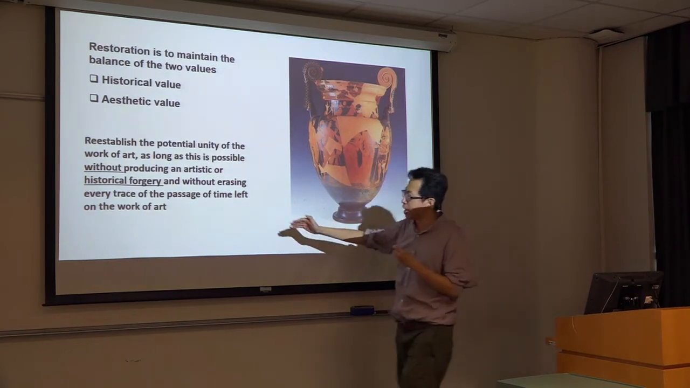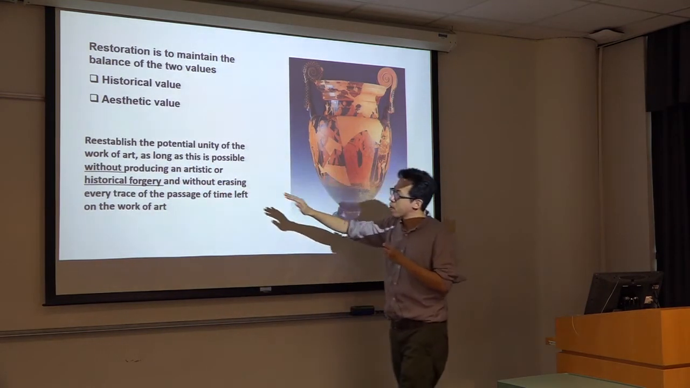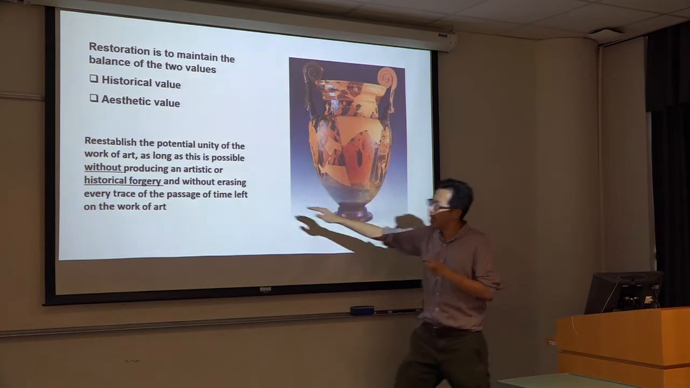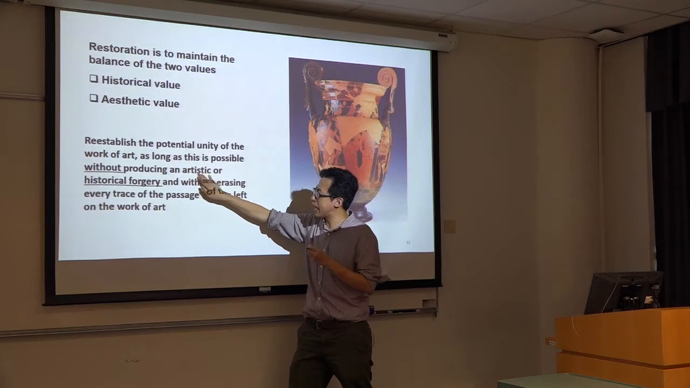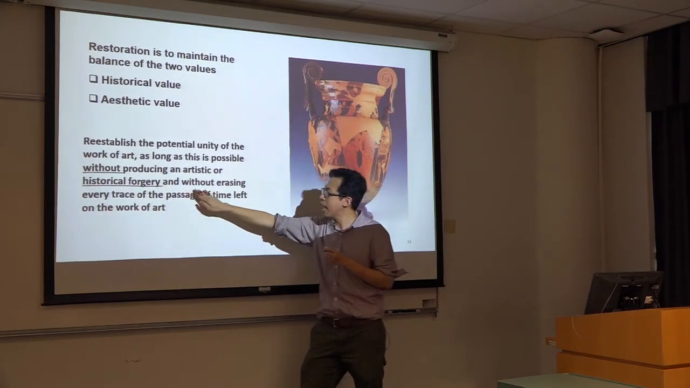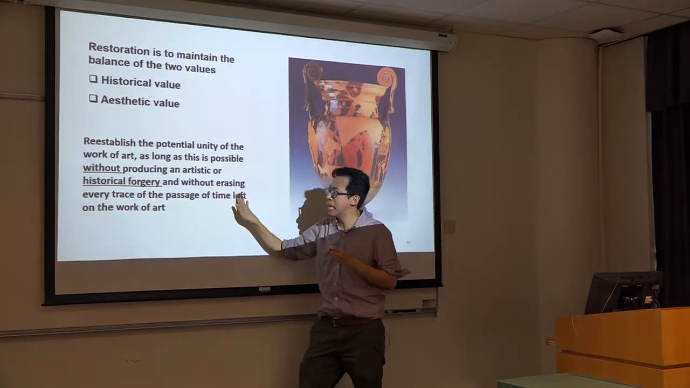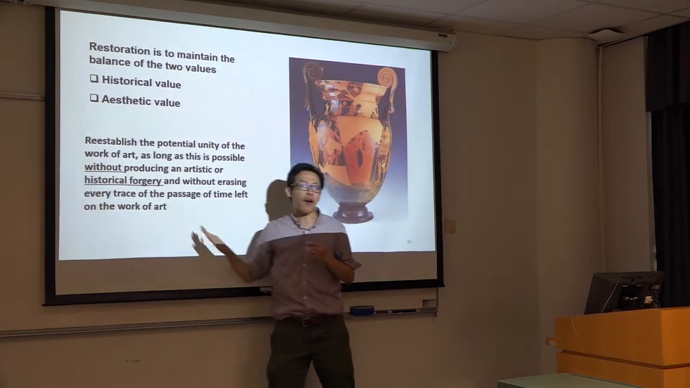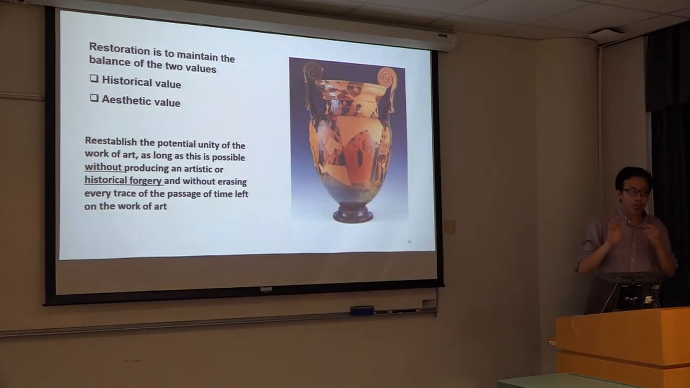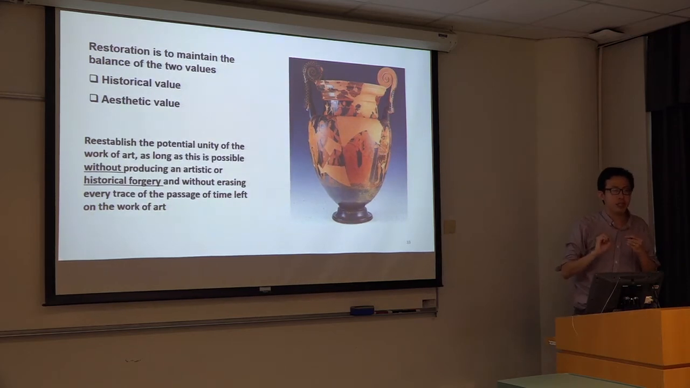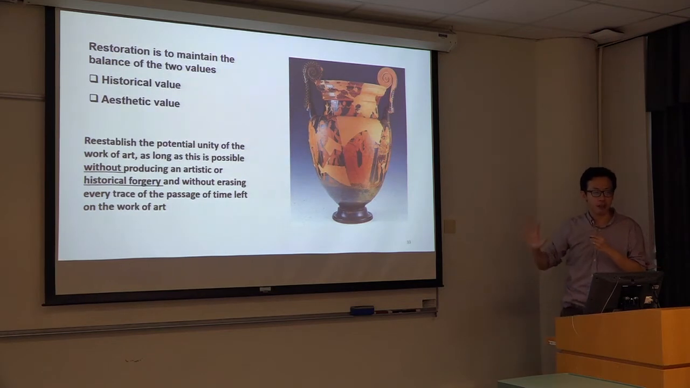So here is the very key principle, which is that we have to put them back together, but only as far as it is possible without producing an artistic or historical forgery and without erasing every trace of the passage of time left on the work of art. Try not to make forgery, try to keep all the traces on the surface. So here is the basic and key information for conservation.